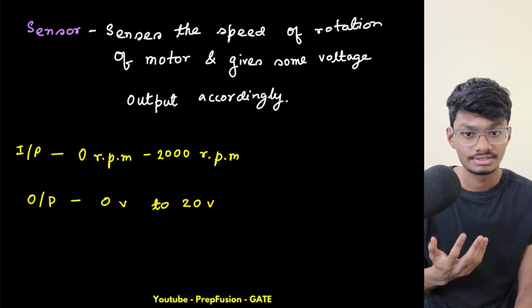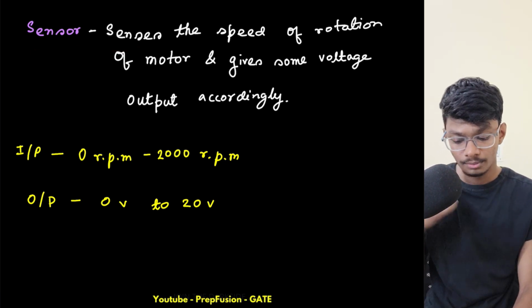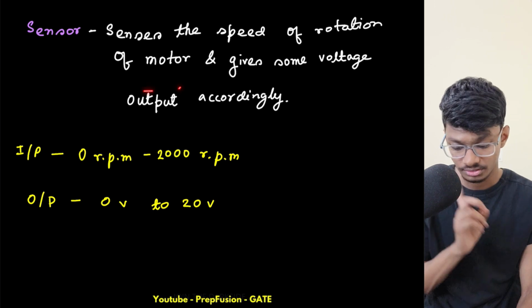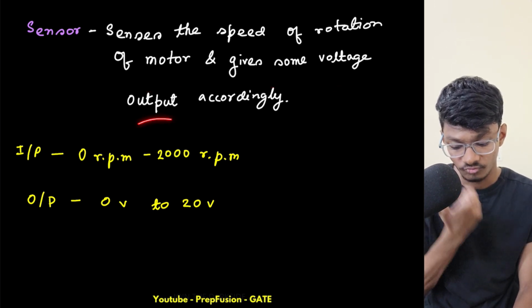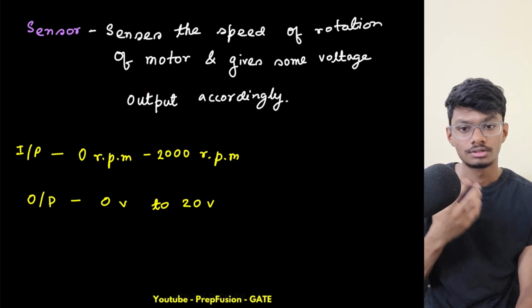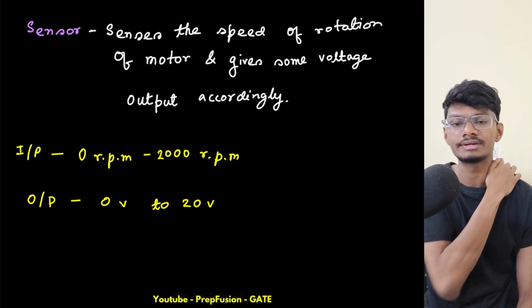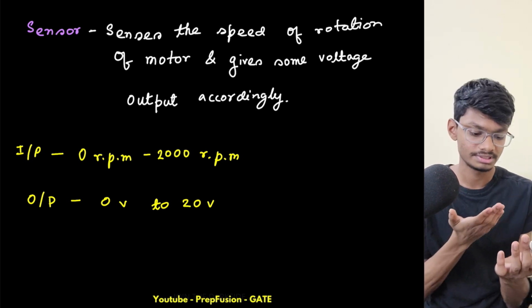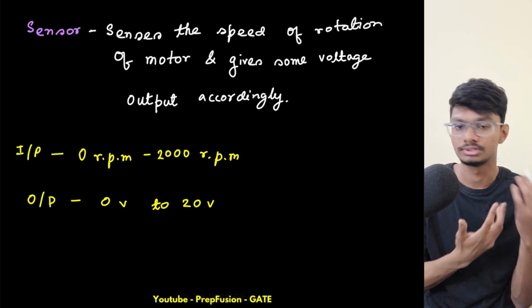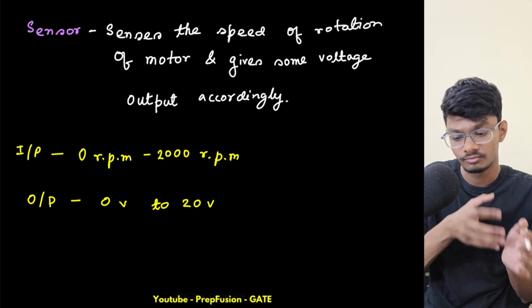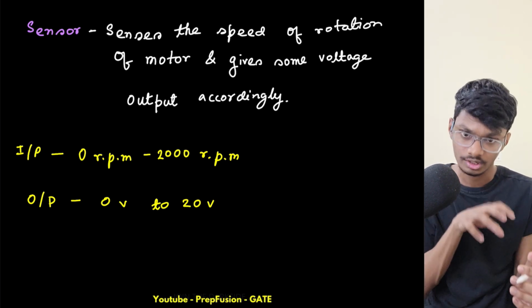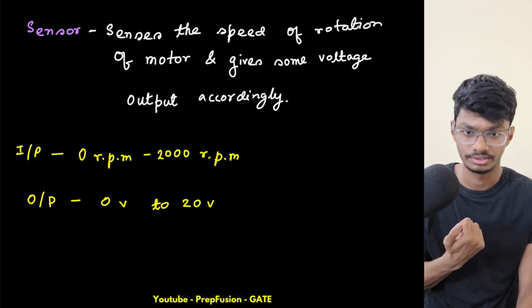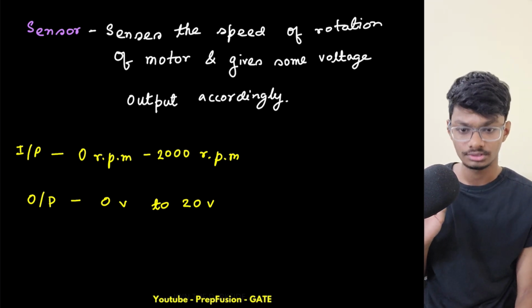Now what is my sensor? The sensor basically senses the speed of rotation of the motor and gives some voltage output accordingly. So let's take, for example, a tachometer. A tachometer directly shows you the speed. So a tachometer can be a sensor, and we are converting it into a voltage signal. Inside the tachometer, obviously, it is converting that speed into a voltage signal. So this is one example of a sensor.